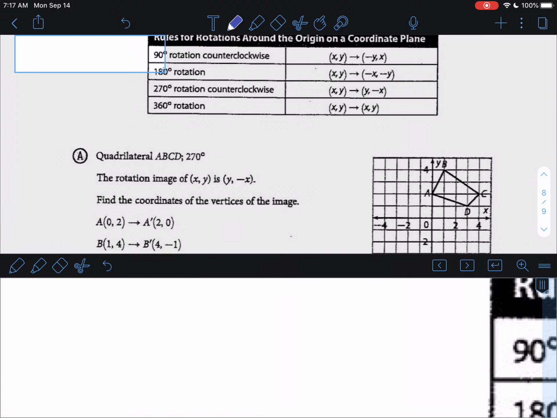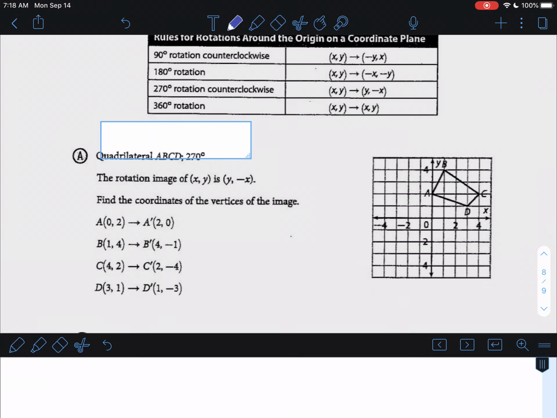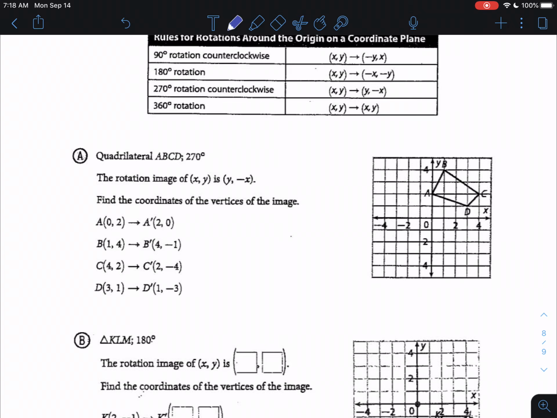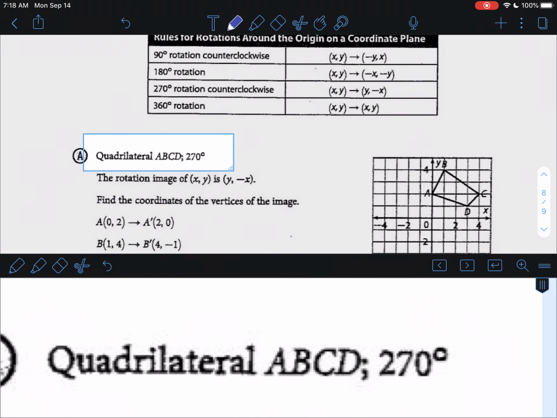So, here we have a quadrilateral. This is how you'll typically see a rotation problem. It'll have quadrilateral ABCD, which names the shape that we're rotating, and then it'll have a semicolon and 270, which means we are rotating it 270 degrees counterclockwise, since it doesn't specify which direction we're going.